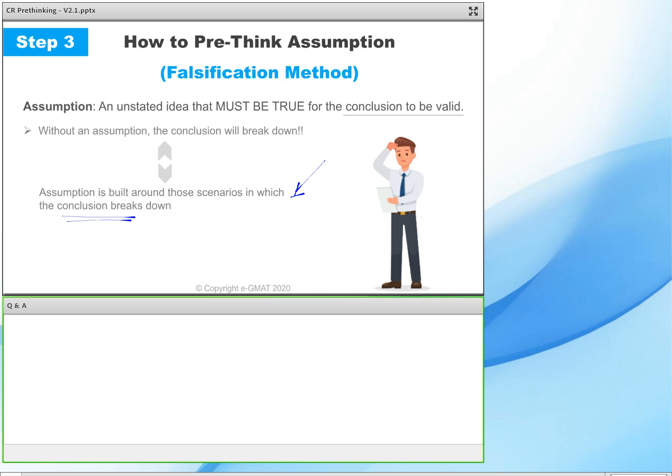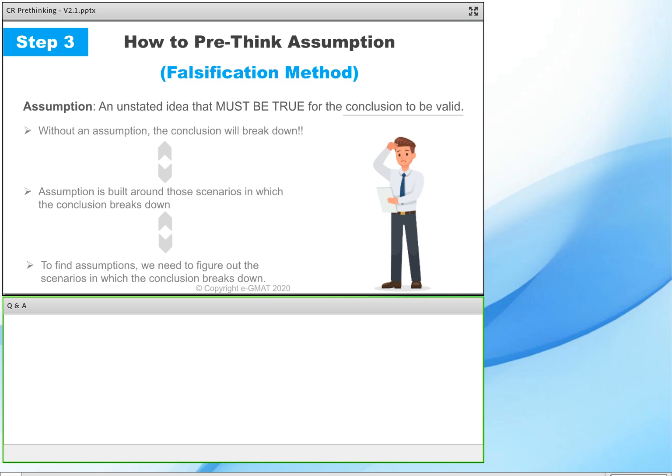So if we were to find out where to put these essential pillars, or find out what the assumptions are, we have to ask ourselves, in which scenario, given all the information in the passage, does my conclusion break down? If we can find those scenarios, then my assumption really is that such scenarios are not possible in the context of this argument. Does that make sense?